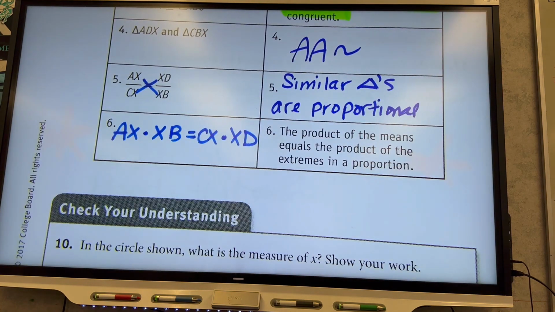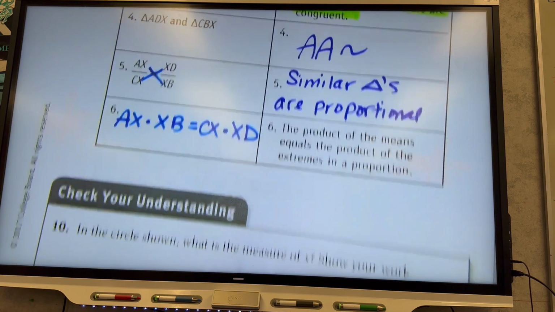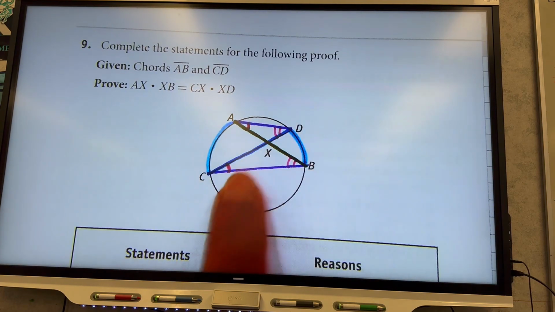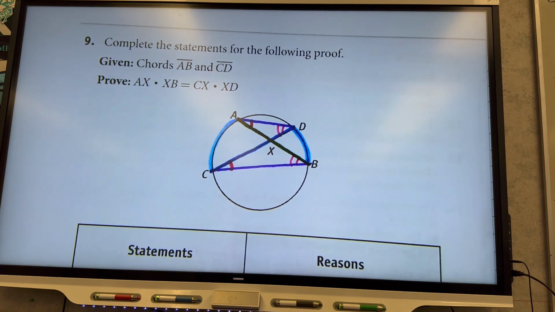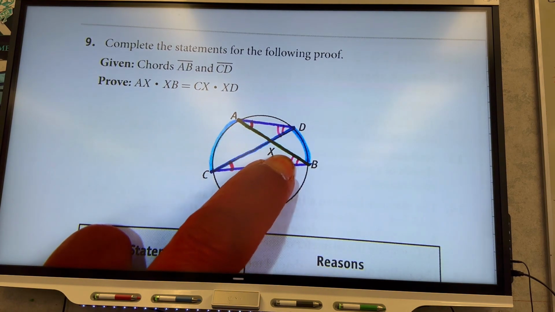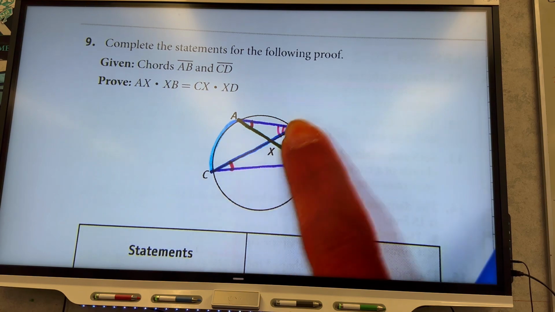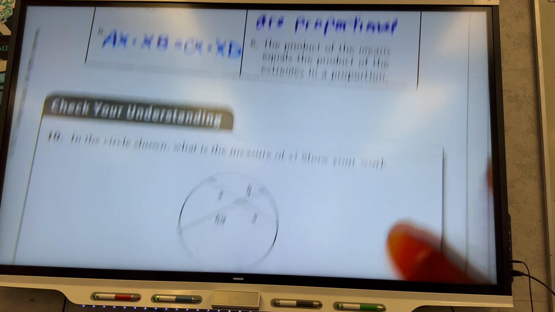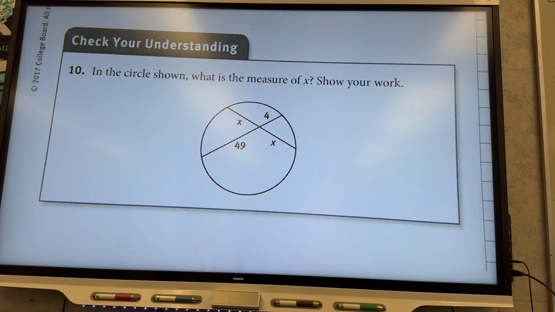So now that we've proved that, now let me show you how to use it. So basically, what this means is this will always be true. Whenever we have two chords that cross inside of a circle, I could take the pieces of one chord, multiply them together, and set it equal to the multiplication of the two pieces of the other chord. So let's look at number 10. This is going to wrap it up for us.